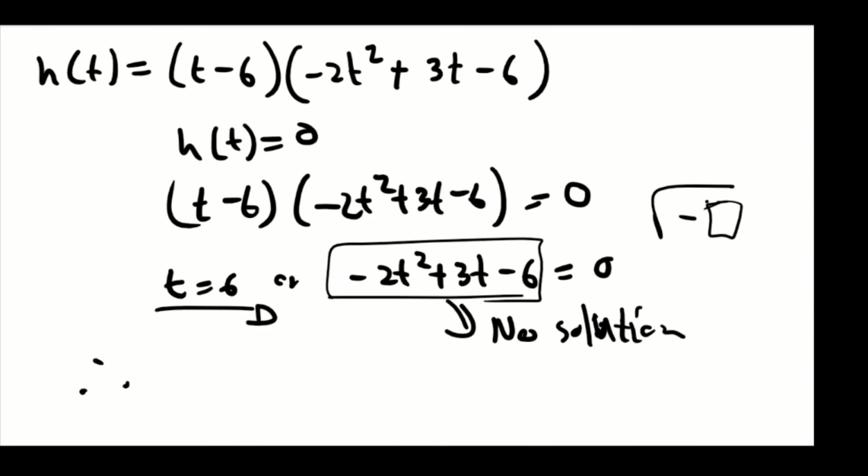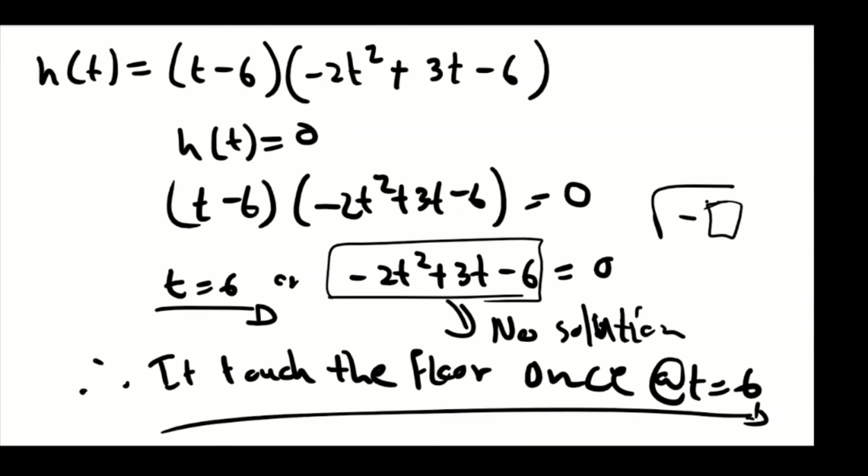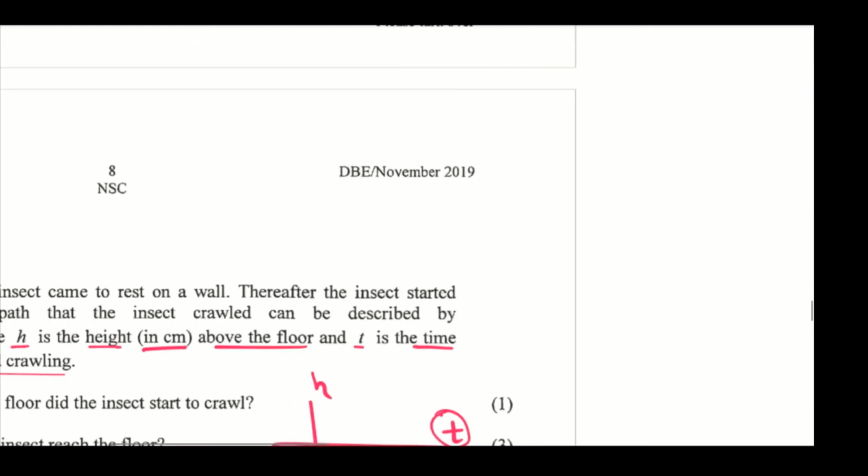We can just confirm, because they said how many times does it touch the floor. It touches the floor once, at t equals 6. That is your answer, because if you just write this calculation, you're going to get only 1 mark and you won't get full marks. So you need to answer the question: answer in calculation form and also conclude in word form. So we are done with this question.